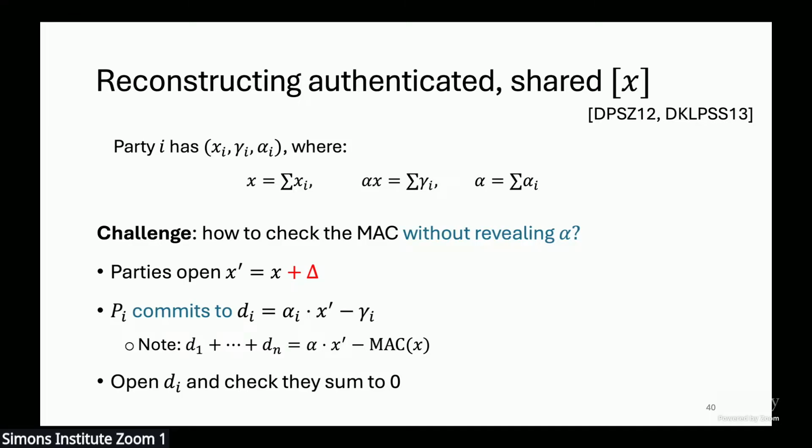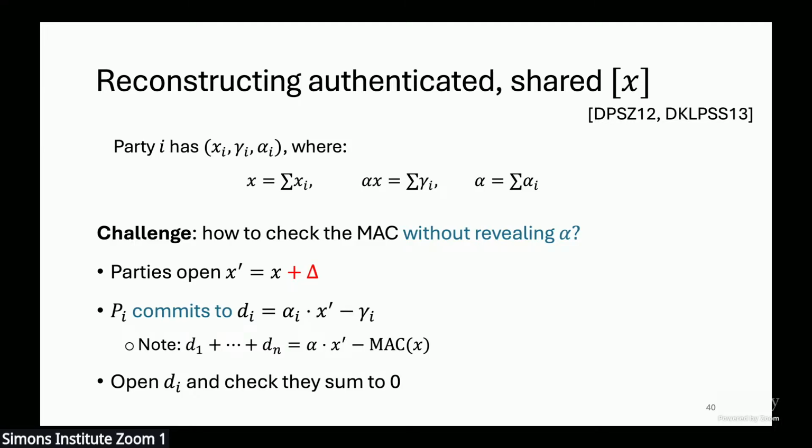Yeah, so if delta was 0, and then we sum up these d_i values, then we should get something that sums to 0, right? Because this is the sum of shares of alpha times x and shares of the MAC. This doesn't identify who actually cheated, right? No, this doesn't identify who cheated. That's more tricky.